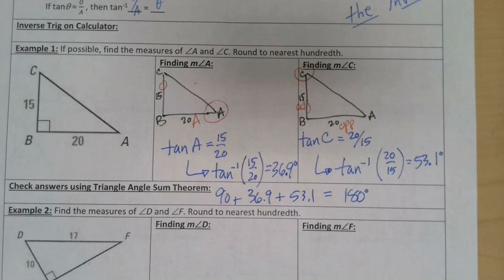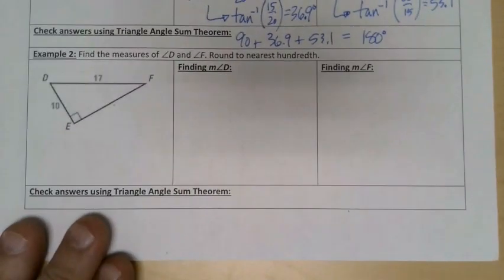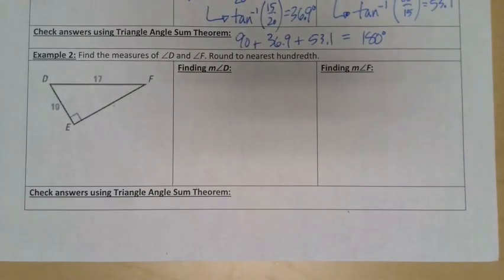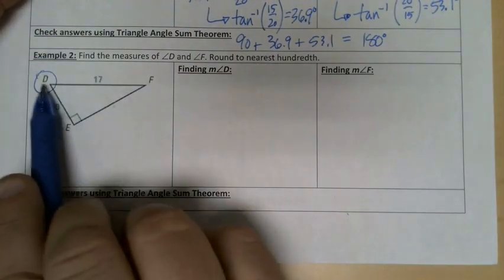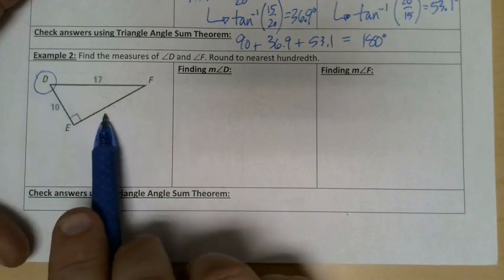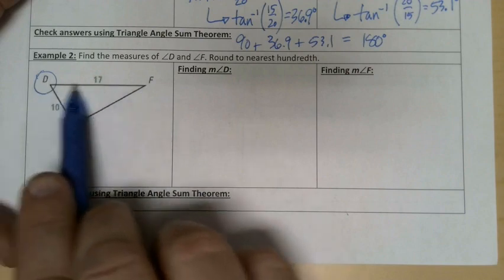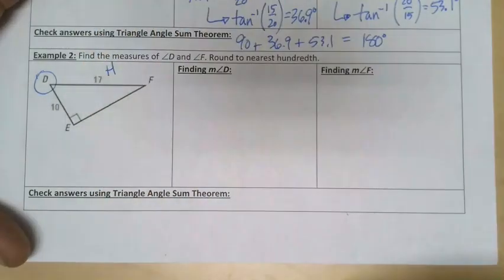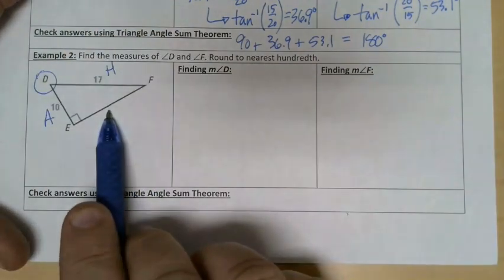Okay? Let me show you another example for a moment. Let's look at example 2. Okay? Now, I'm going to just work in a couple of different colors for a second. If I'm finding angle D, there's angle D. What do I know? That's opposite, adjacent, or hypotenuse. That's the hypotenuse, so I'm going to put a hypotenuse there. And this is right next to it. So this is adjacent because this is opposite.